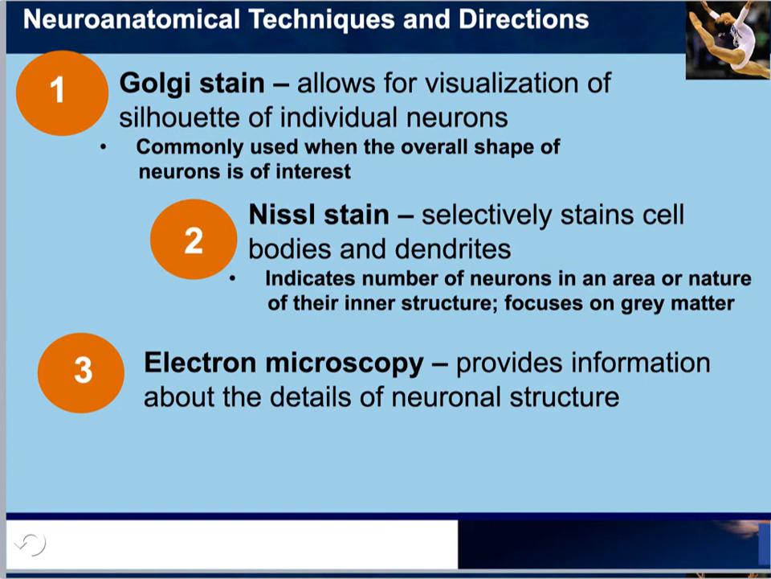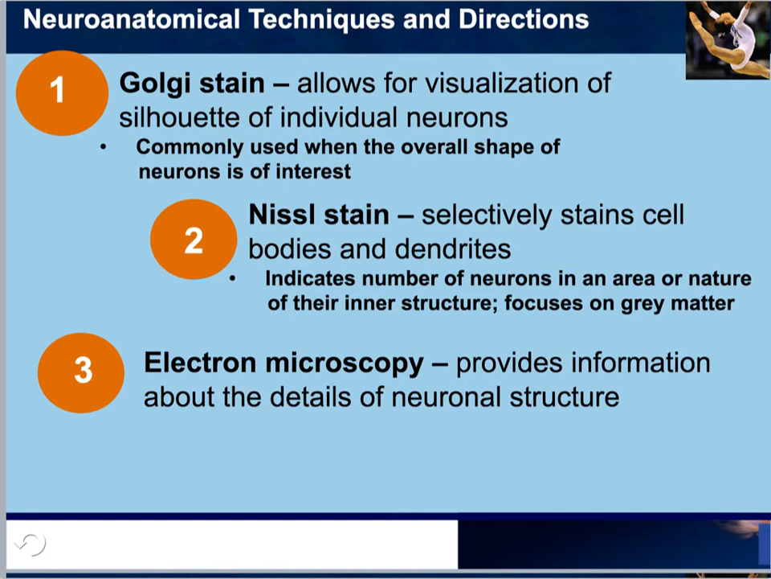in 1873. And this was again used to visualize nervous tissue under light microscopy. Initially, this was named the black reaction, or la reazione nera in Italian, but as nice as it is to be able to appreciate the silhouette of a neuron, which I'll show you a picture of in a bit, this did not provide indication of the number of neurons in an area or the nature of their inner structure. So Golgi stain is the first one we'll be looking at.